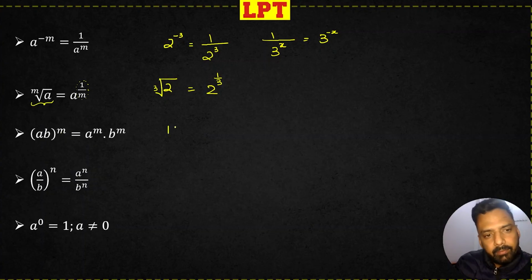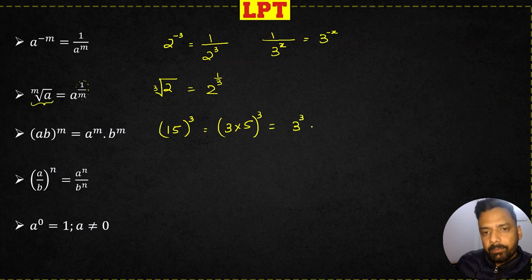Then if the power is the same, we can split the base. Like for example, if I have 15 whose power is 3, I can simply write it as 3 into 5 whole cube, and further we can write it as 3 to the power 3 into 5 to the power 3.